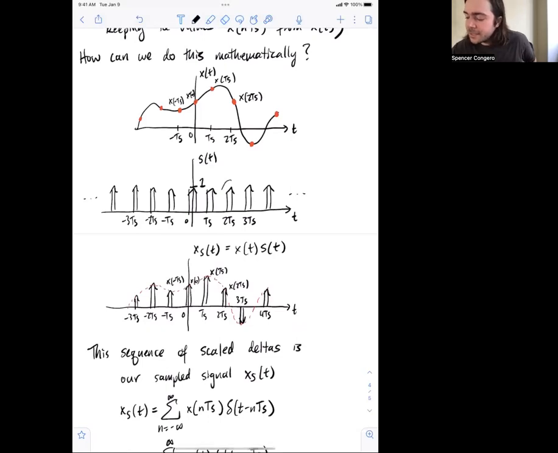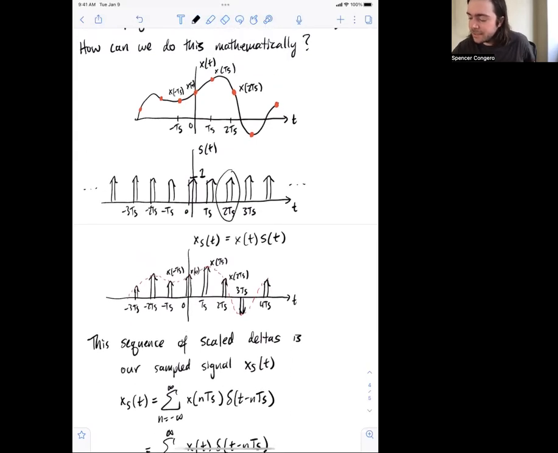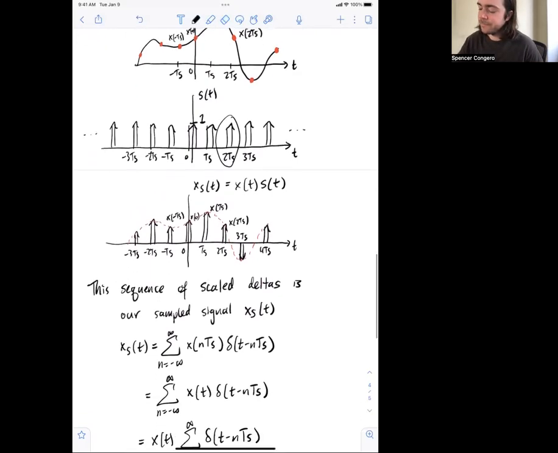And then at any point, let's take this one, for instance, at 2t sub s, I'm just going to have that delta function times this value, right? That's what we did in the delta function video to get this property. Okay, so when I take x of t and multiply it by this delta, I just get that delta function scaled by the value of x there, right? And then you just do that for every single delta, and there you go. You have your sampled signal exactly, x of s of t, and it's really simple.